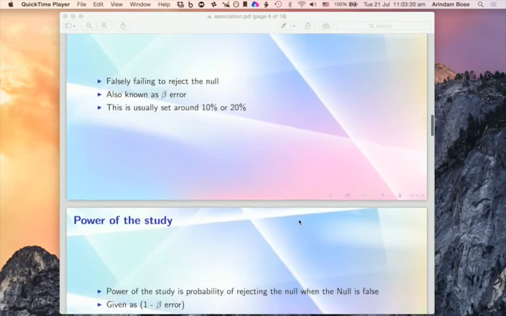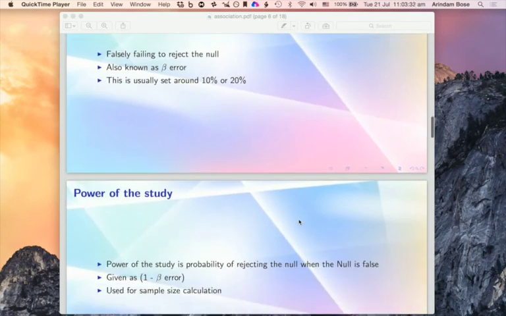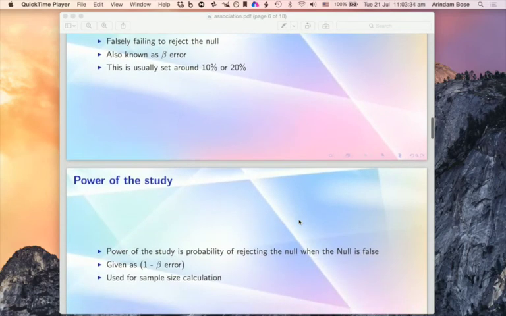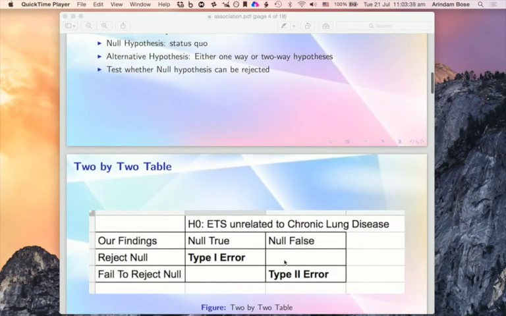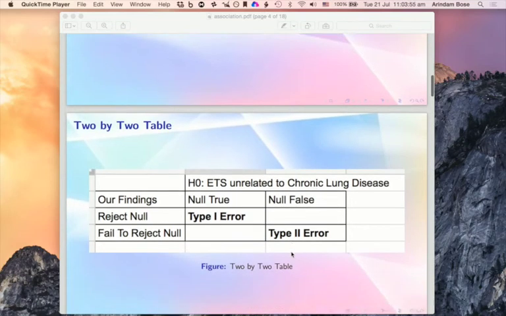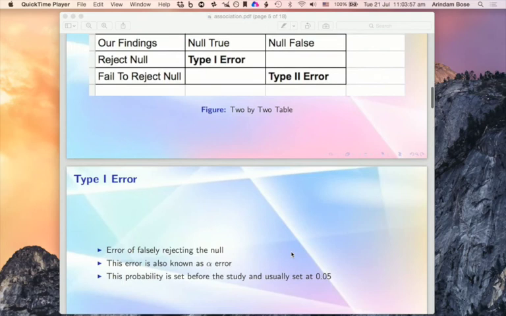What is the power of a study? The power of a study is the probability of rejecting the null when a null is false. So if we go back to our original 2x2 table, you see that when the null is false and we reject the null hypothesis, we actually are correct. And the probability of being correct is what is known as the power of a study. So of all the possibilities that a null is false, how much were we able to correctly predict that the null was false? So that's the power of the study.